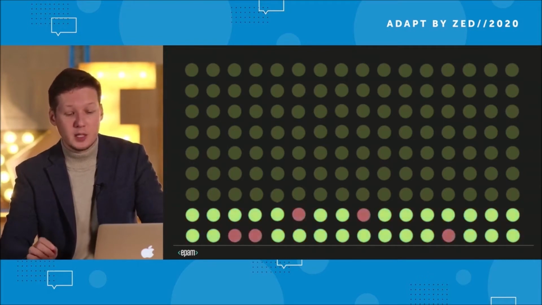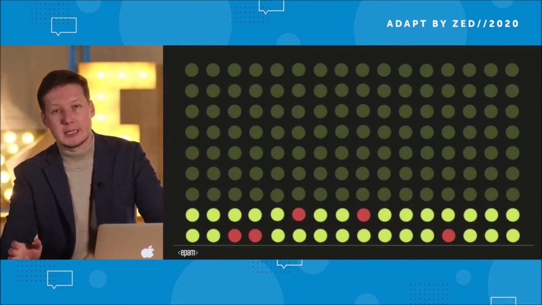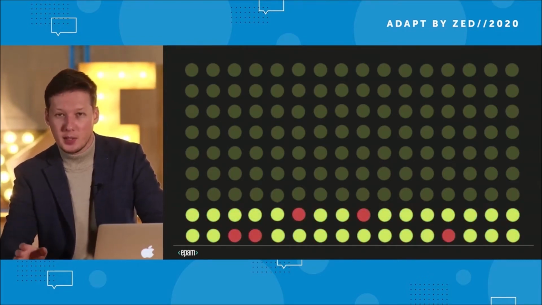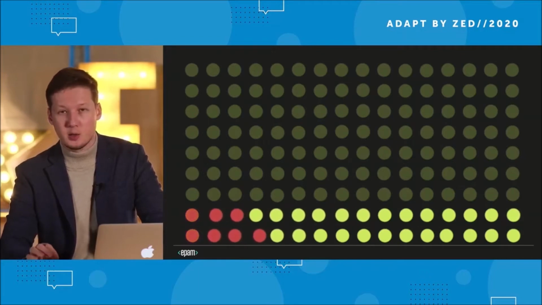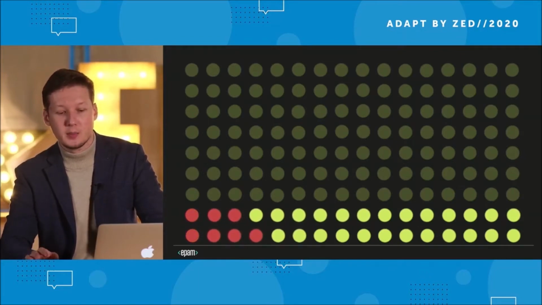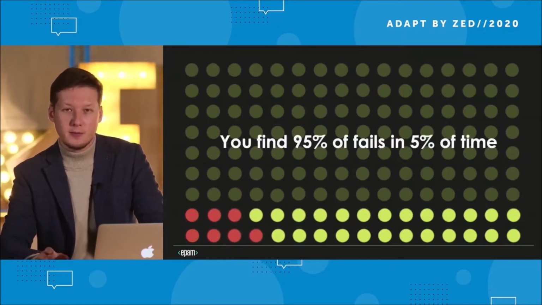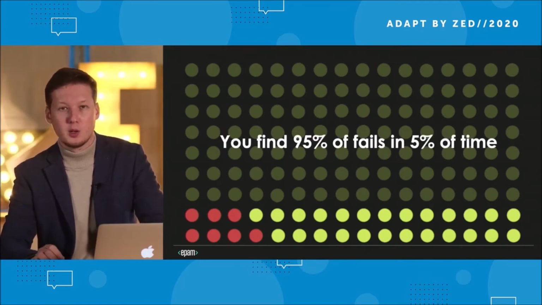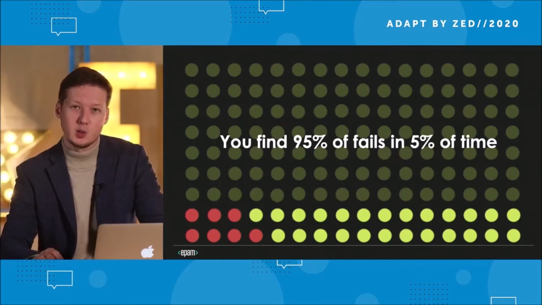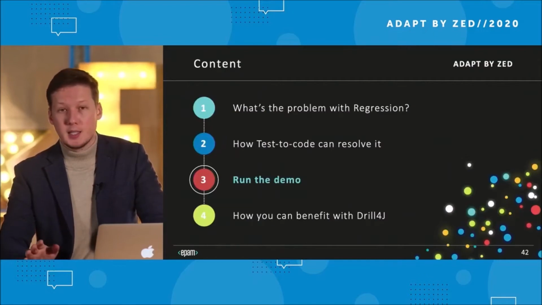And also, if you have the information which test cases were failing previously, you can also prioritize them to be executed first. That kind of approach gives you the possibility to find 95% of all possible issues within your application in just 5% of the time you used previously. Sounds sweet. Okay, let's see how it works within the application itself.